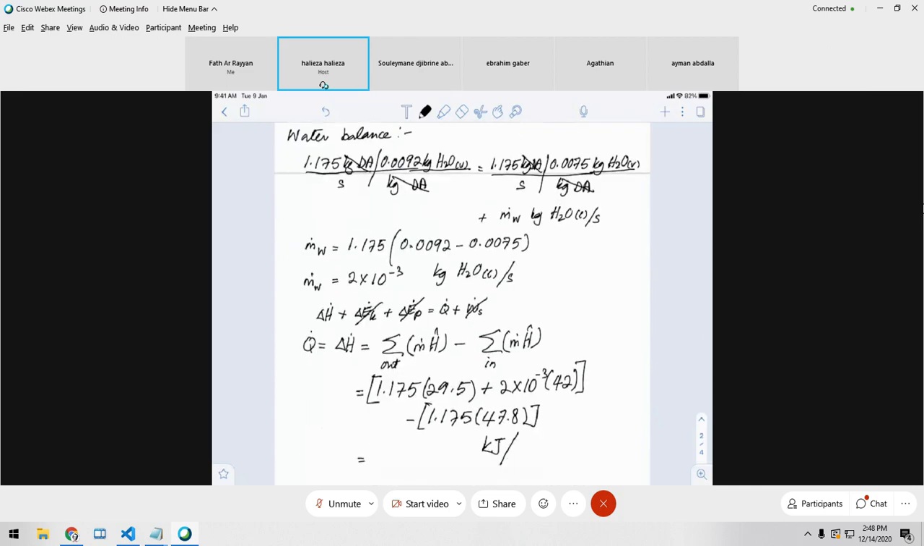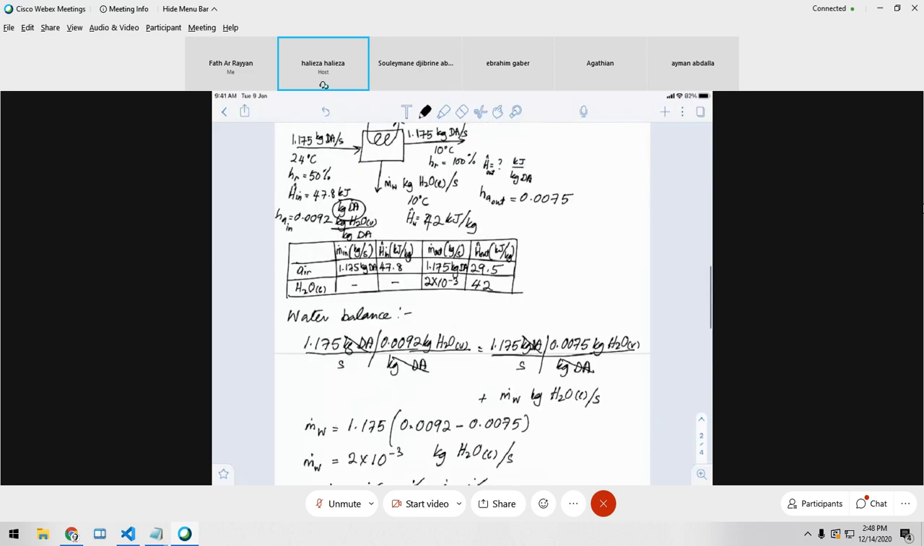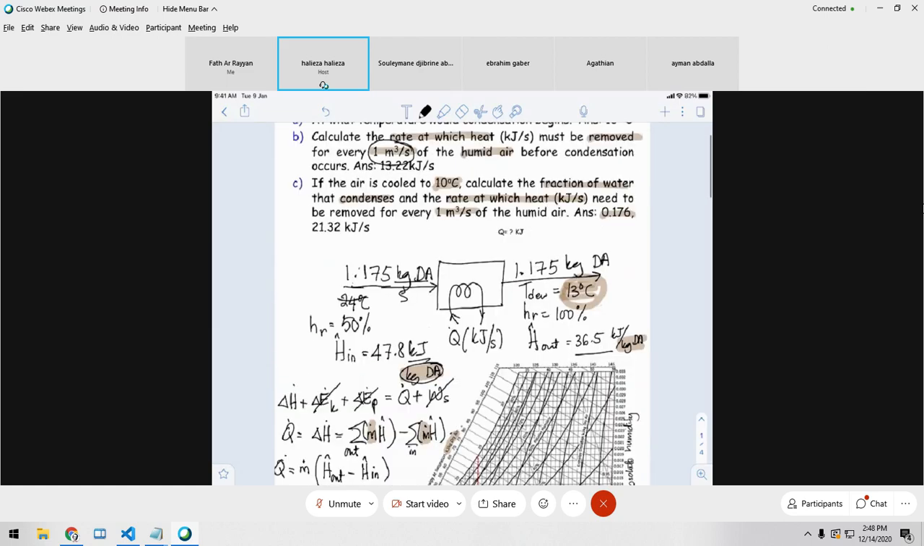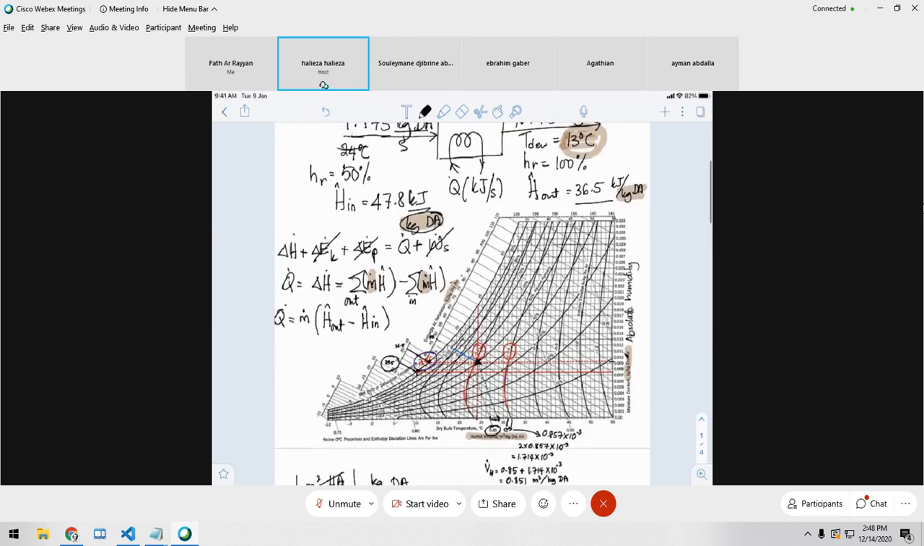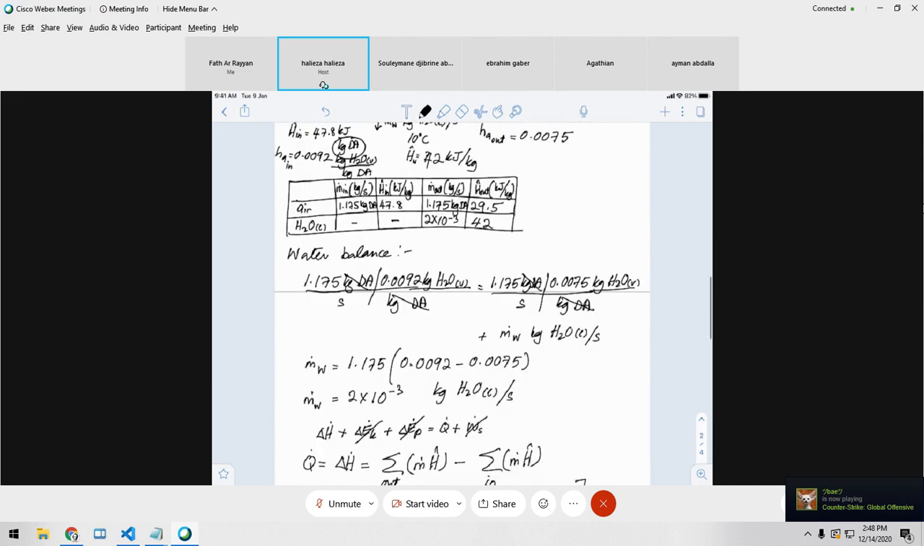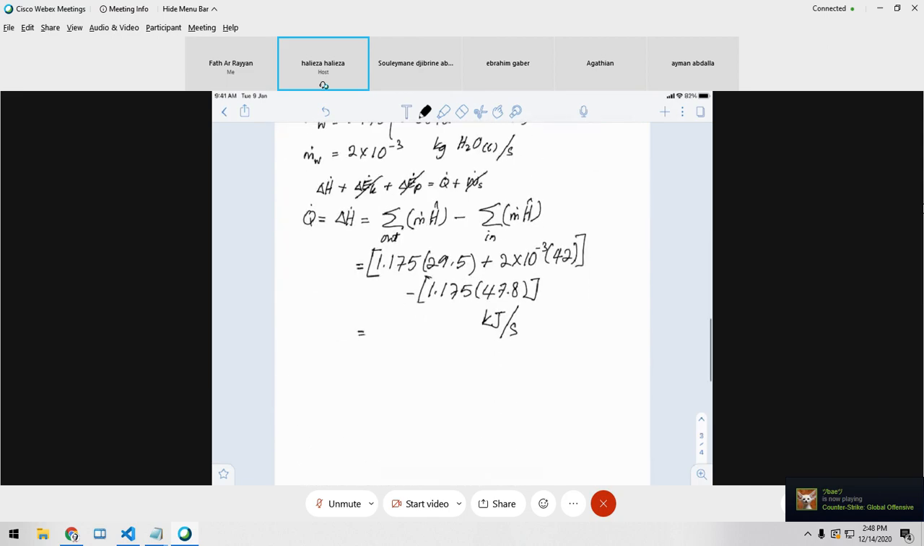When you do that calculation, are we going to get the same answer as the solution? Let's look at the solution. The solution is 21.32. I don't think we're going to get the same because our values of enthalpies are slightly different. So let me do the calculation. Minus 37.8 plus... okay, it's minus 21.42. That's what I got.